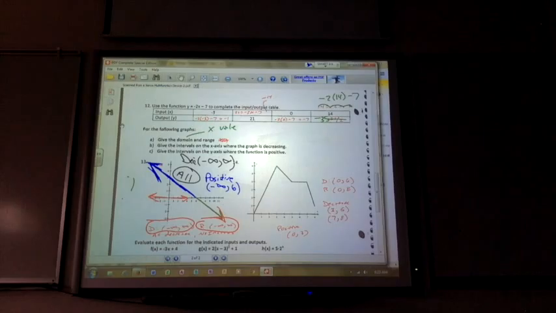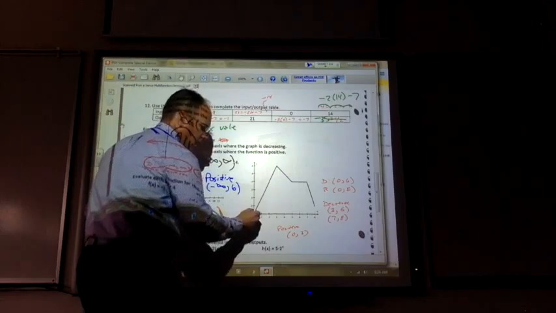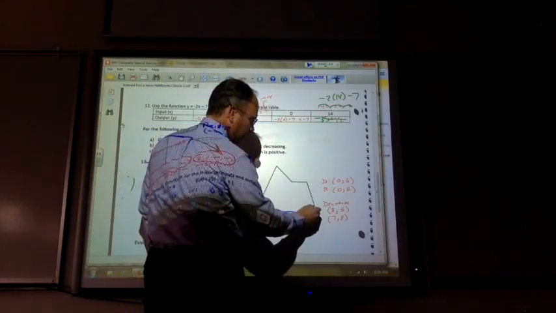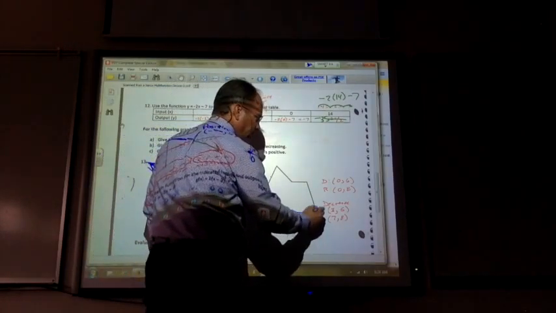Okay, so now this next one. Give the domain and range. Okay, the domain. I go from here all the way to there. So I go from 0 all the way to 8.